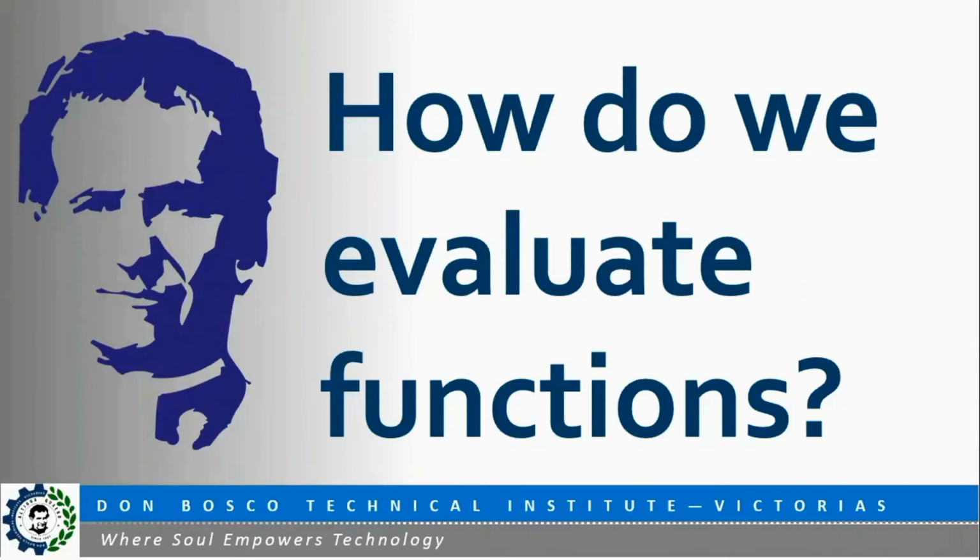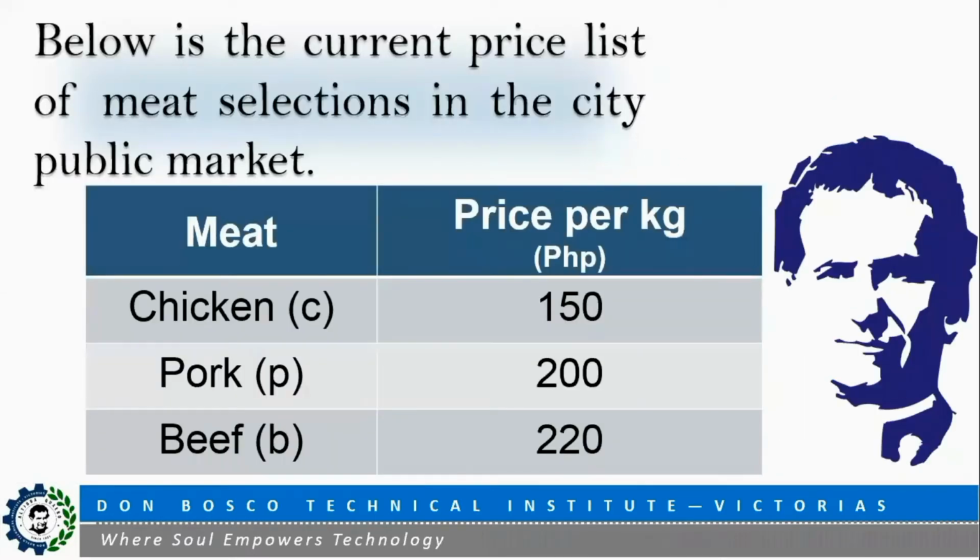In order to understand evaluation of functions, let's take a look at this example. Below is the current price list of meat selections in the city public market. Chicken, represented by letter C, is priced at 150 pesos per kilogram. Pork, represented by letter P, is priced at 200 pesos per kilogram. And beef, represented by letter B, is priced at 220 pesos per kilogram.